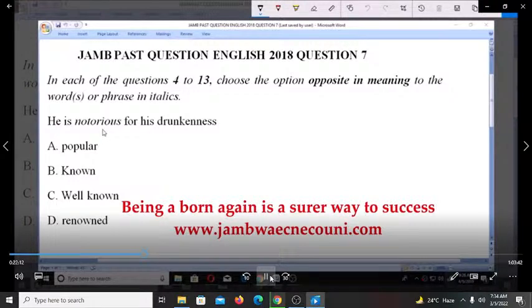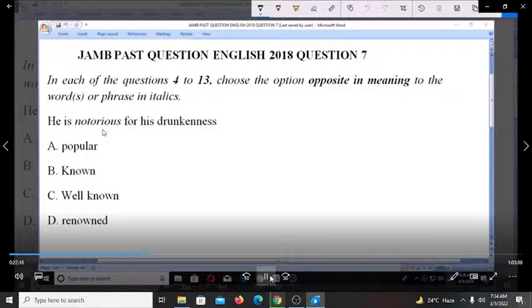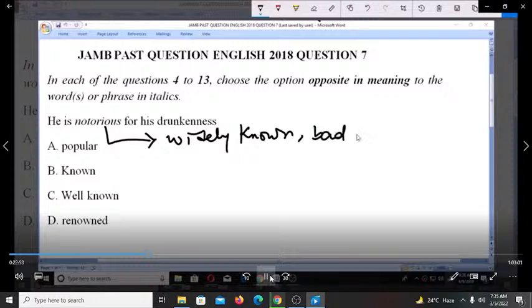Now, for us to be able to understand this and answer appropriately, we need to know the definition of the various words that are involved. So let's take a look at the first word, which is notorious. What does notorious mean? Notorious simply means widely known, for something bad, or bad and infamous. So that's the meaning of notorious. So I'm going to write it down. Widely known, in brackets, or comma, bad or infamous. That is the meaning of notorious. Notorious is when you are known for something that is bad.